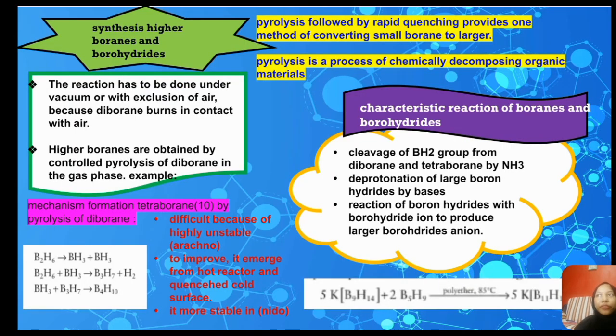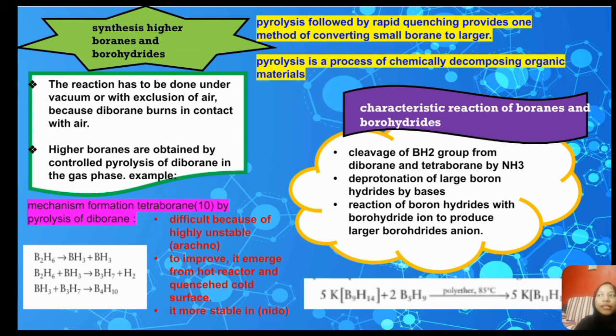Synthesis of higher boranes and borohydrides. The reaction has to be done under vacuum or with exclusion of air because diborane burns in contact with air. This is the synthesis for borane, but higher boranes are obtained by controlled pyrolysis of diborane in the gas phase. Pyrolysis followed by rapid quenching provides one method of converting small boranes to larger ones, as pyrolysis is a process of chemically decomposing matter from small to larger.